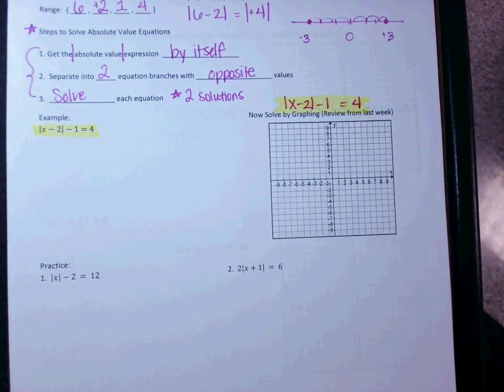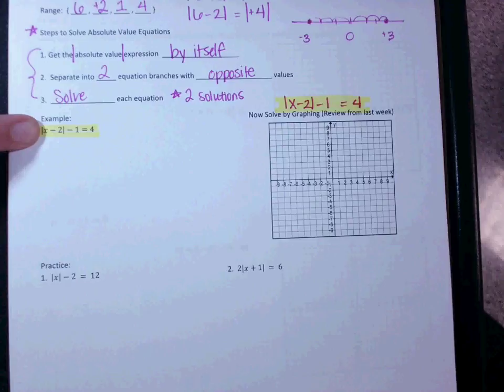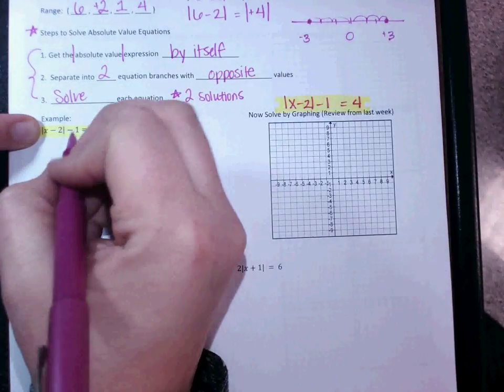Okay, so ready? Algebra first. The very first step is to get the bars by themselves. So if I have a minus 1, how do I get rid of a minus 1? Plus 1.